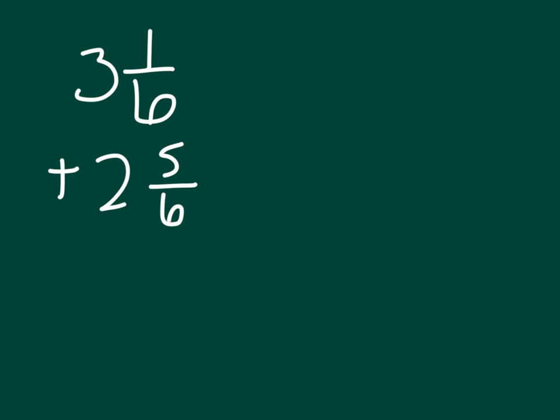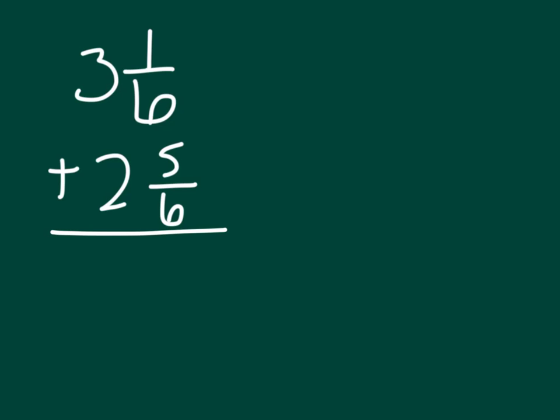Let's try 3 and 1/6 plus 2 and 5/6. First thing we need is a common denominator. If you look, we have a 6 and a 6. So the hard part is already done for us. We have a common denominator. So we're just going to add 3 and 1/6 plus 2 and 5/6.